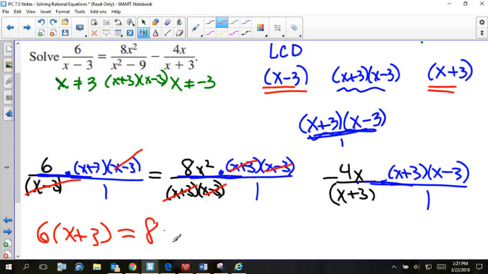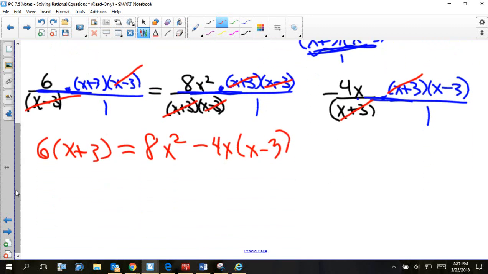So 8x squared. And on the last one, the x plus 3's cancel. So I have minus 4x multiplied by x minus 3. We should have no more denominators, no more fractions. Now we're doing like algebra 1. Let's distribute to get rid of our parentheses.